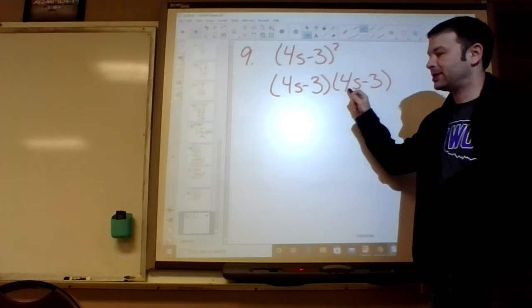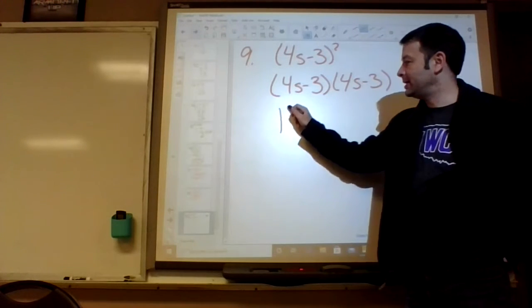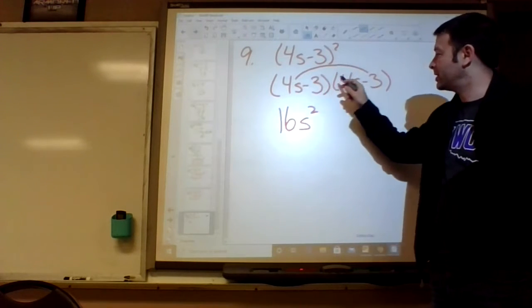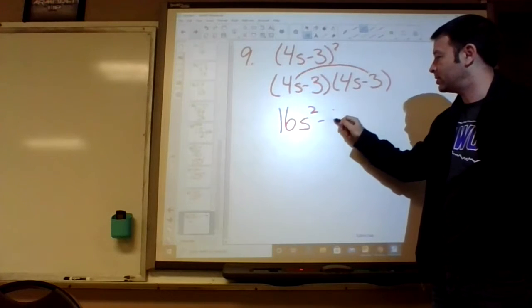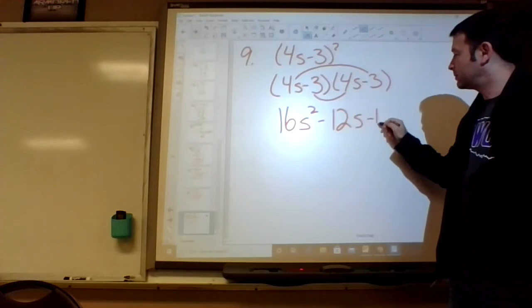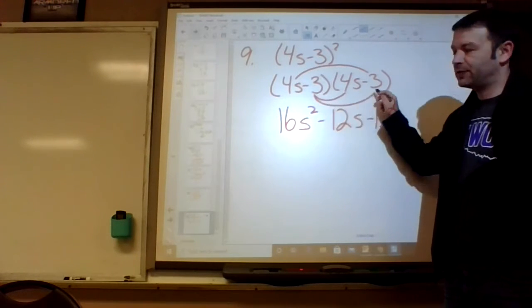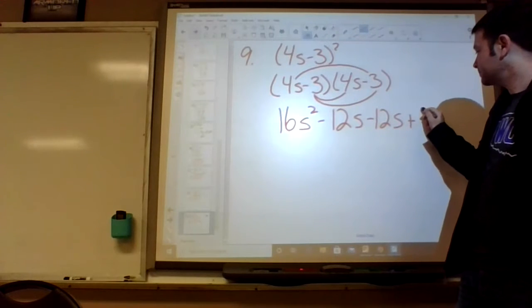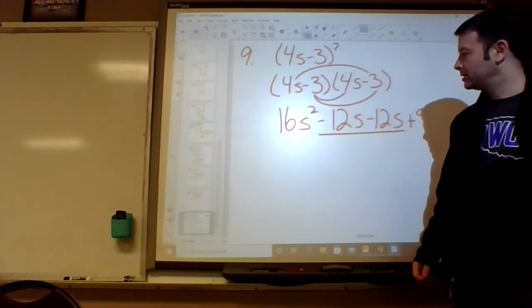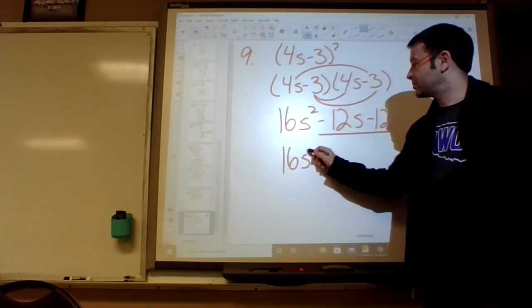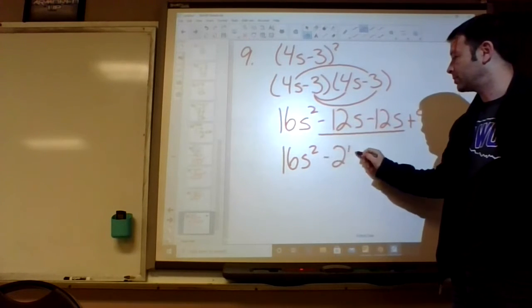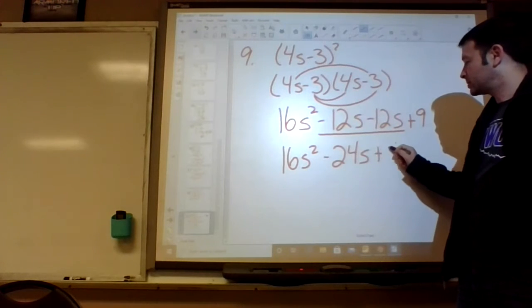So the first, 4s times 4s is 16s squared. And then the outside, 4s times negative 3 is negative 12s. Inside, negative 12s. Last, negative 3 times negative 3 is positive 9. These middle two terms are going to go together. 16s squared, minus 12 minus 12 is down 12, down 12 is down 24, minus 24s plus 9.